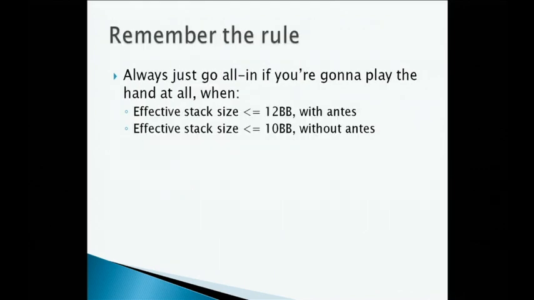So what was the rule I said? The rule I said in the first class is, when the effective stack size is less than 12 big blinds, when there's antes, then just go all in if you're going to play the hand at all. And if there's no antes, then you need to be a bit shorter, because you don't want to risk 12 big blinds when there's no antes. So you only want to risk like 10 big blinds without antes. But this was the rule that I outlined in the first class, roughly, on when you can go all in.